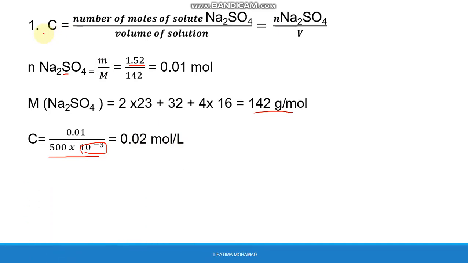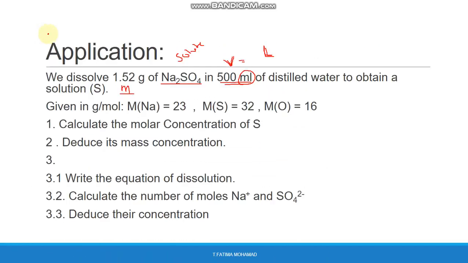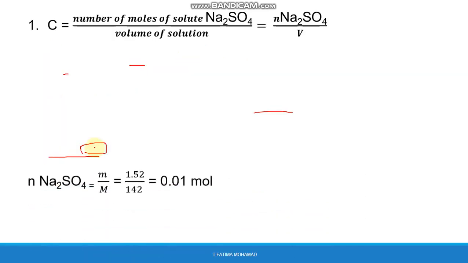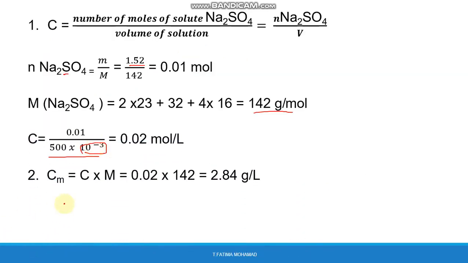Now the question says calculate the mass concentration. Do they say calculate or deduce? Let's see. Deduce. So deduce, we should use Cm equals C times M, 0.02 times 142 equals 2.84 grams per liter. If they said calculate, you just divide the mass over the volume, which is 1.52 over 500 times 10 power minus 3. You will get the same answer.